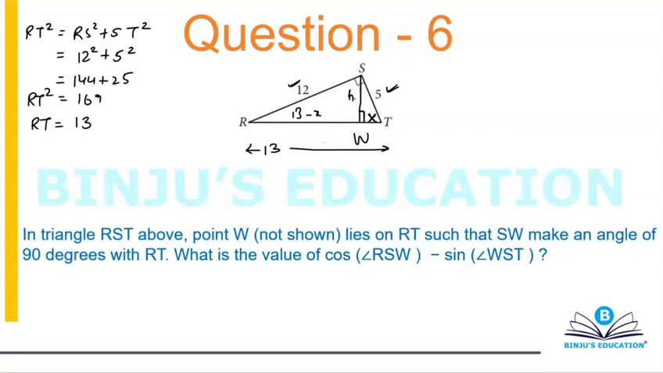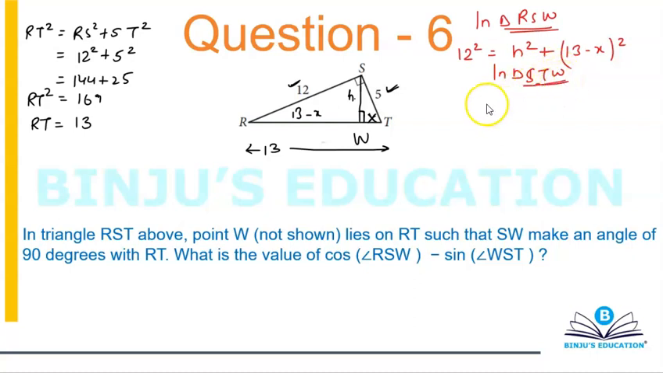Now let's use the Pythagoras theorem. First of all, in triangle RSW, I can say that RS square, which is 12 square, is equal to SW square, H square, plus 13 minus X whole square. Similarly, in triangle STW, ST square, that is 5 square, should be equal to SW square, which is H square, plus X square. This is your equation number 1, this is your equation number 2.